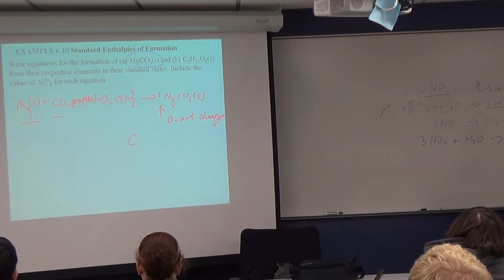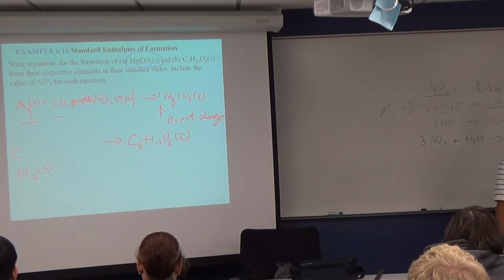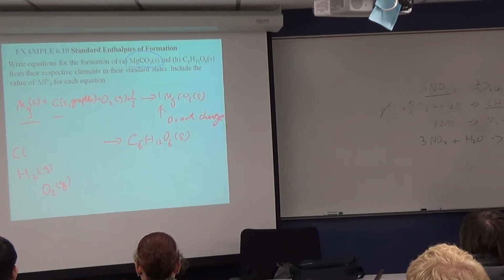So you want to get that for this, C6H12O6. So what do we use? Carbon, graphite. What else do we use? H, very good, H2. You will find out H2 gas is the one that has delta H zero. And oxygen, the O2 gas. So this is the graphite, plus H2, plus O2.